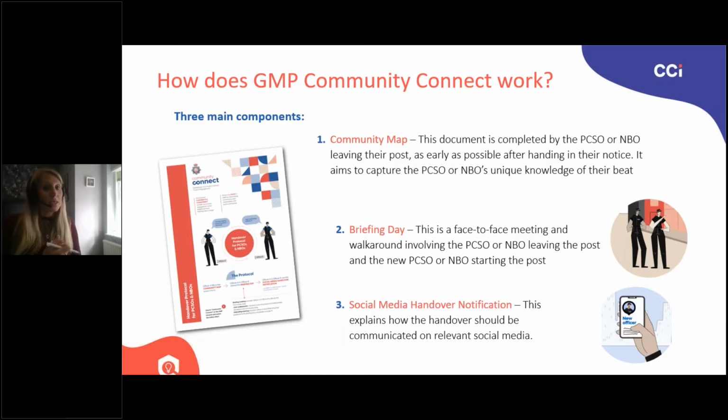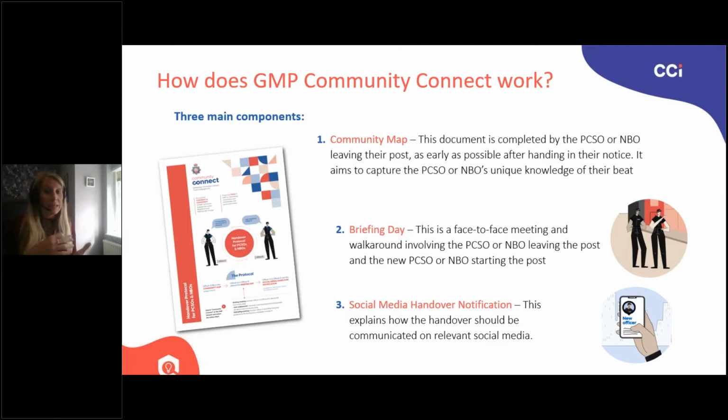The first one is called Community Map, and it is a document that is completed by the leaving officers, and it aims to capture a PCSO or MBO's unique knowledge of a local area. It is not supposed to be an exhaustive handover document, because this handover protocol is not about paperwork. The community map is supposed to support and facilitate the briefing day, which is the second step of this handover protocol, and it is the actual core of the whole handover process.